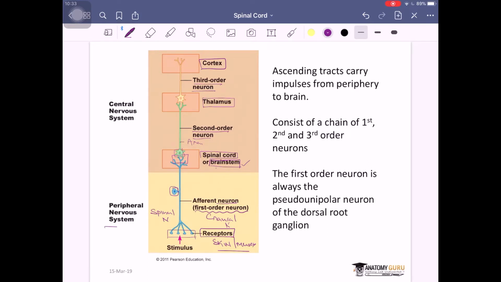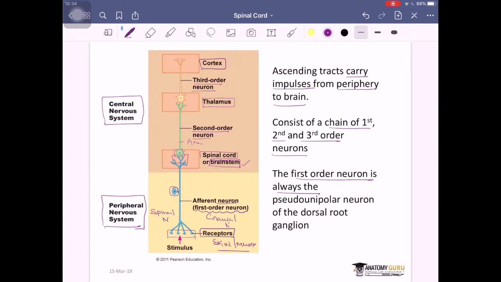So here you can see that in the peripheral nervous system, you have one neuron, that is your afferent neuron, or you can call it the first order neuron, which brings the information from your receptors, sense organs, sensors, and then the remaining two, the second and the third, are present either in your brainstem or your spinal cord, or the remaining ones are in your thalamus. So these are what we call your ascending tracts. Thereby you can say ascending tracts carry the impulses or information from the periphery to the brain. That is what we know. It contains a chain of first, second and third order neurons.